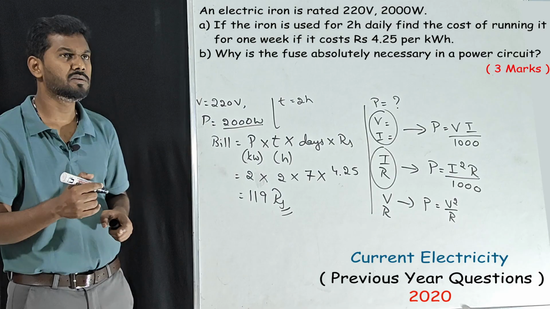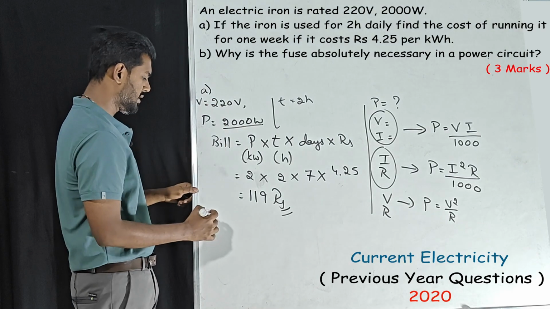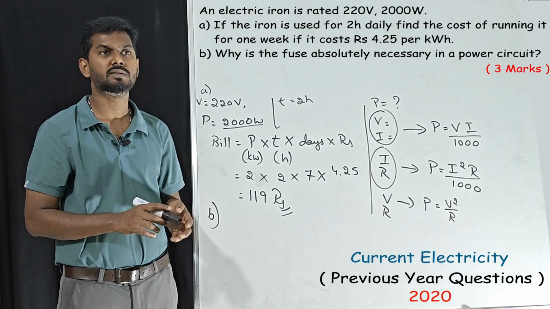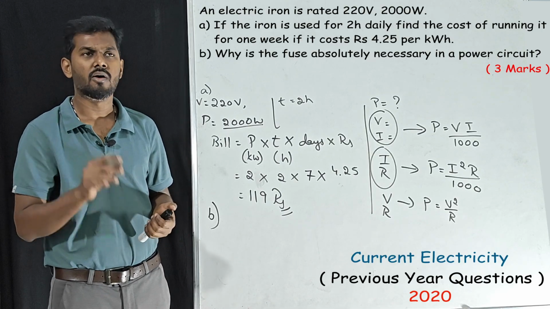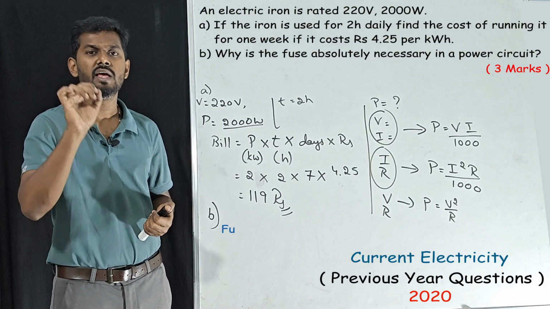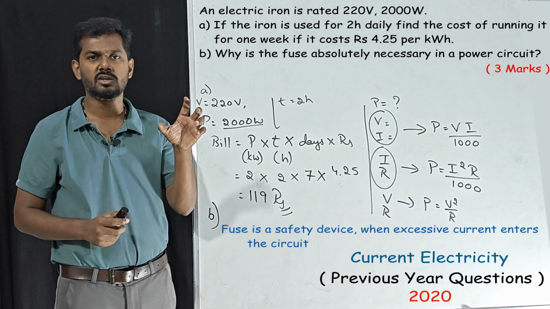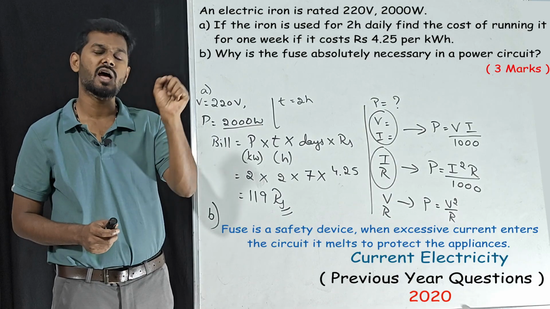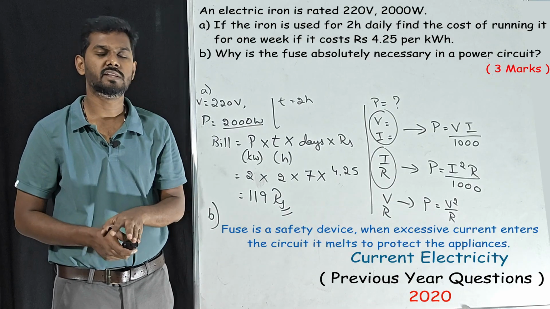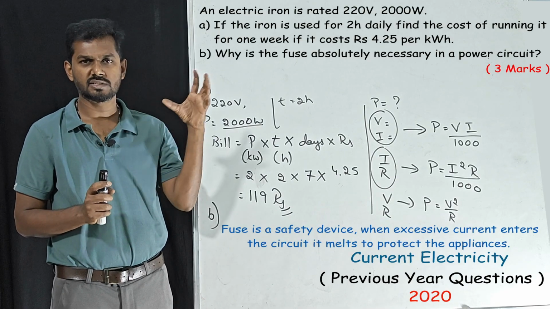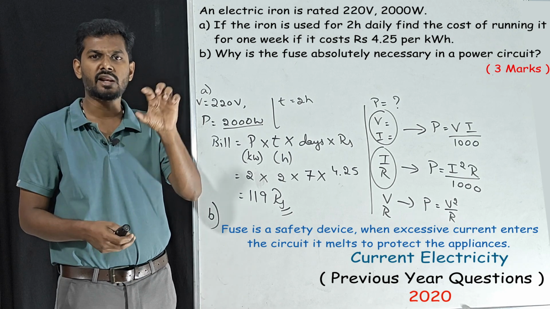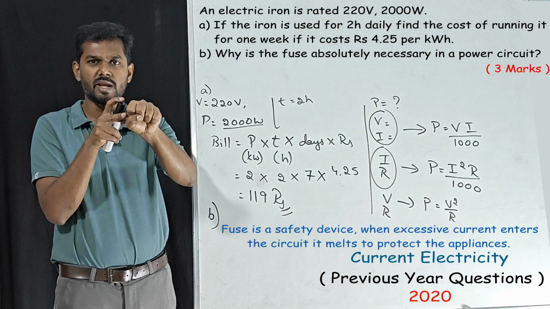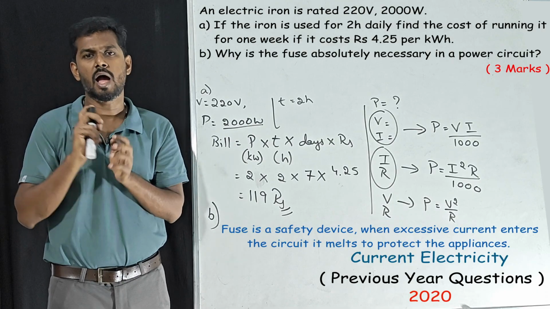And we have one more sub question. A is done. B. Why is the fuse absolutely necessary in a power circuit? So what is the function of a fuse? Fuse is a safety device. Whenever an excessive current enters the circuit, the fuse will melt and protect the appliances. That is why it is necessary in the circuit. When more current than the rated current flows, the fuse will melt and there is no connection between this side and this side, so it will protect the appliances.